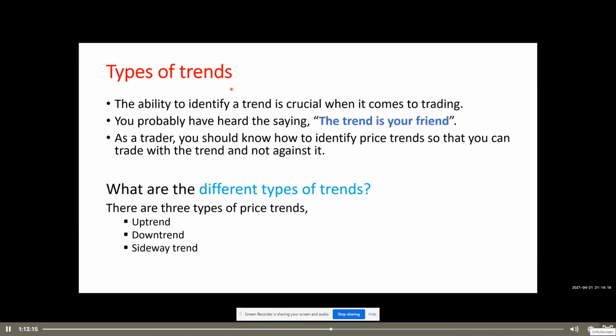What are the different types of trends? The ability to identify a trend is crucial when it comes to trading. You probably have heard of the saying, the trend is your friend. As a trader, you should know how to identify price trends so that you can trade with the trend and not against it. So last couple of days, even today morning, right?